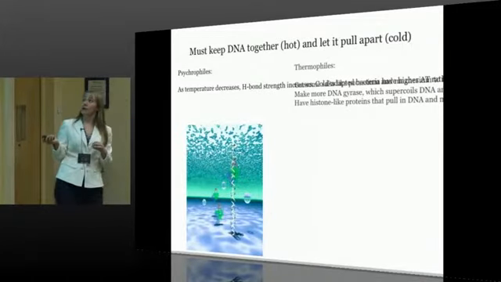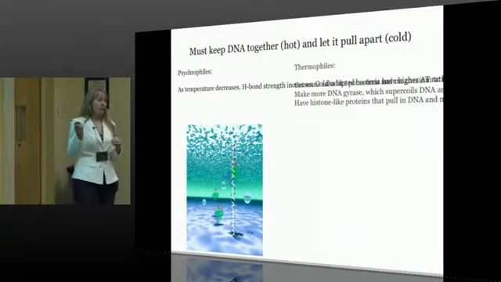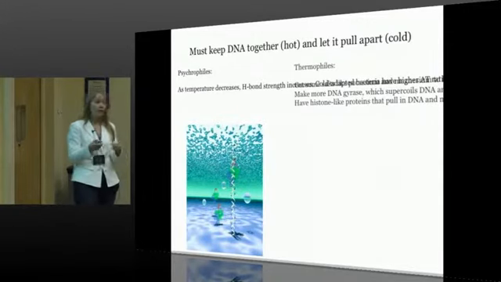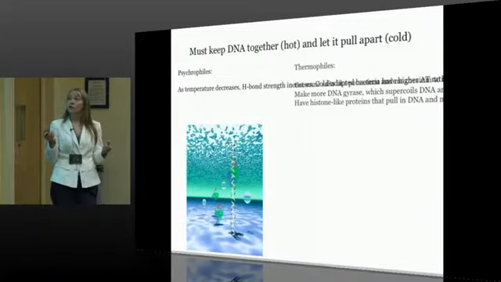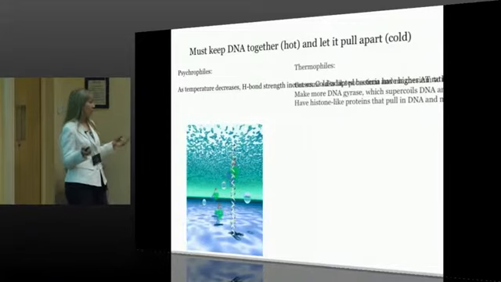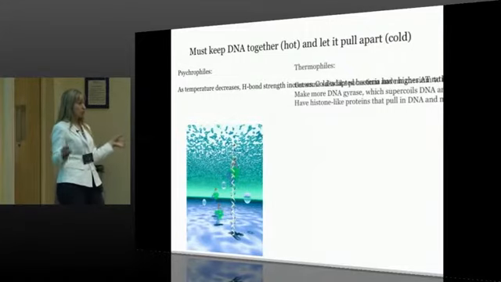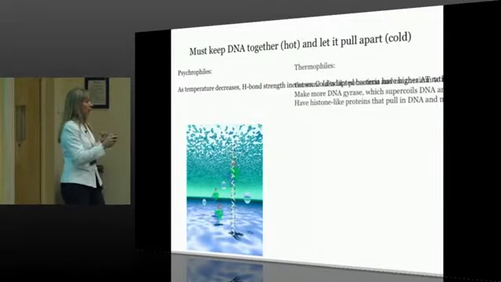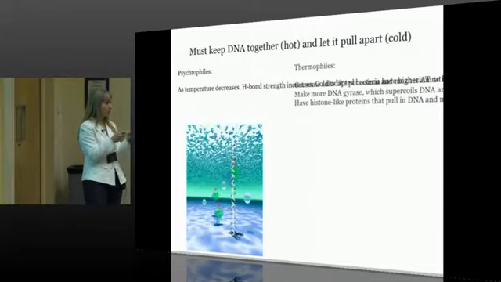You also have to keep your DNA together for hot, and you have to let it pull apart for cold. So in psychrophiles, where things don't want to pull apart, you see a lot of AT bonds. Like we learned earlier, AT forms 2 hydrogen bonds, where GC forms 3. So we're just using more of the weaker hydrogen bond formers. Whereas in thermophiles, you do the opposite. You can also make a lot of DNA gyrase that twists your DNA and keeps it together from pulling apart.